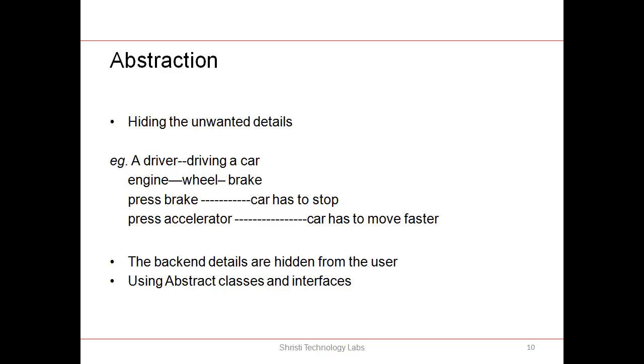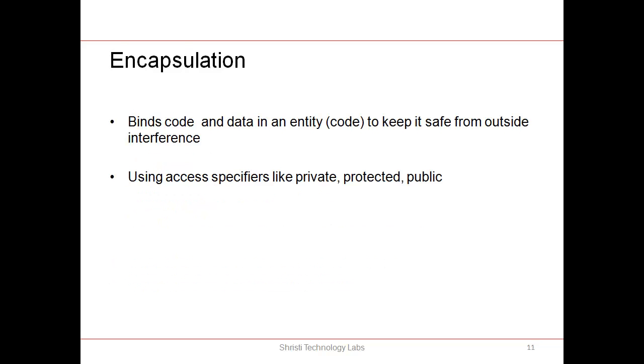Similarly, in Java, the backend details are hidden totally from the user. This concept is called as abstraction. This is achieved with the help of abstract classes and interfaces in Java. We will be seeing this in the upcoming sessions.